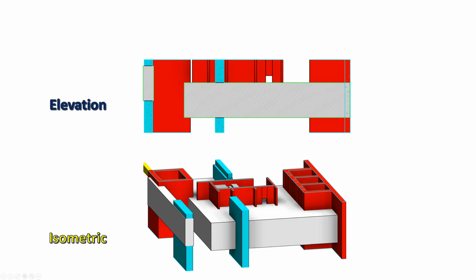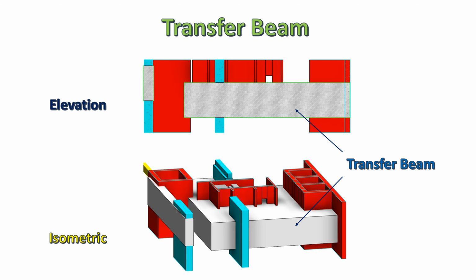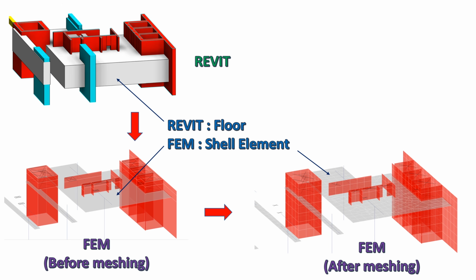Whenever the columns or walls are located outside each other, then the transfer beam is required. The modeling of the transfer beam could be in the form of a structural floor as shown here. Modeling transfer beam using shell element is superior to using line element, especially when two-way eccentricity is required.